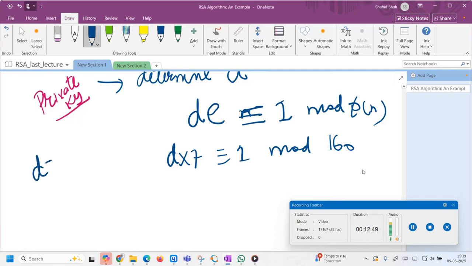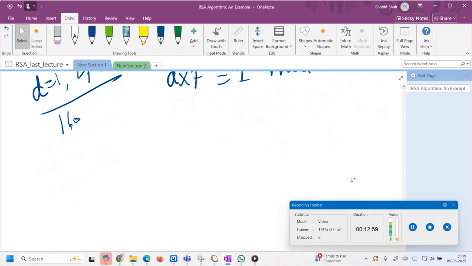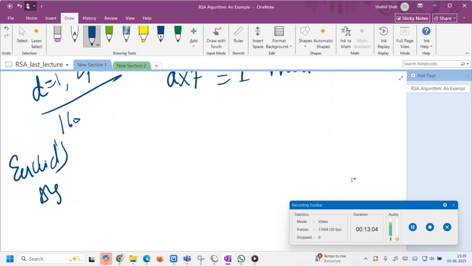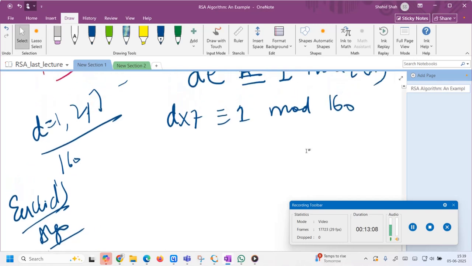So the brute force method would be like this. You go on choosing D starting from 1, 2, 3, and so on. Multiply it with 7, divide it by 160, check the remainder. Or else there is a well-known algorithm called Euclid's algorithm. We will not go into that. Anyone interested can see the book. There is a chapter on that. But it is easy to find. It's not a difficult thing for small numbers.